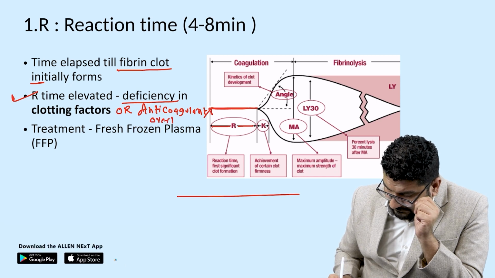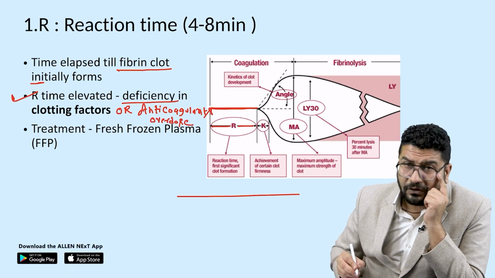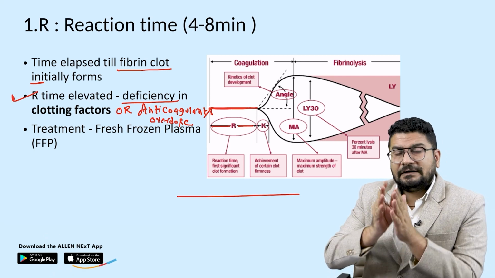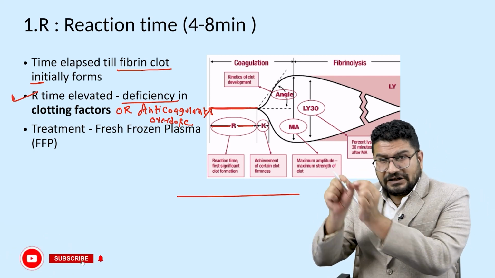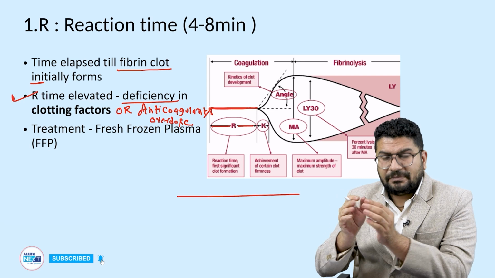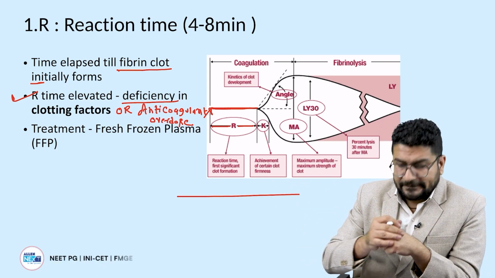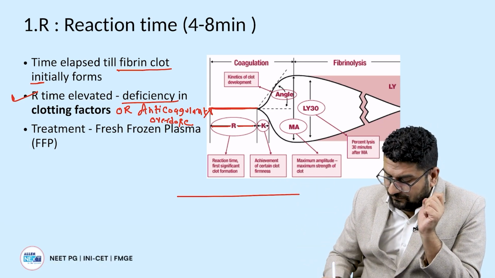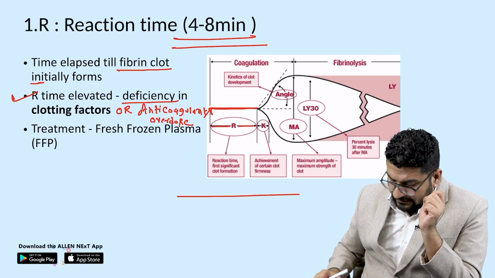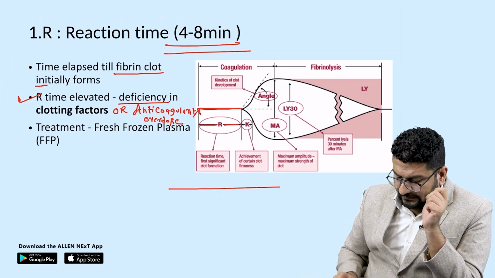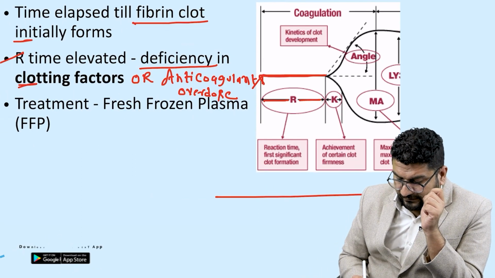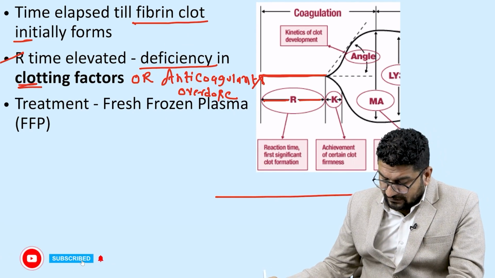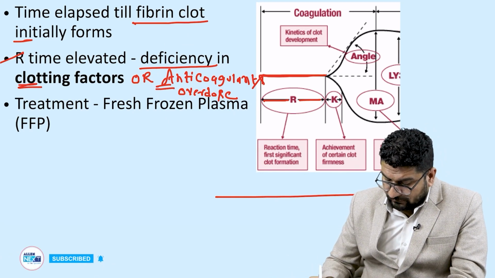So either you are having anticoagulant overdose or clotting factor deficiency, then this R time, means time to initial clot formation, will be prolonged. The clot will not form quickly. That time is called reaction time. It is normally 4 to 8 minutes. Then understand this. Suppose there is deficiency of clotting factor.